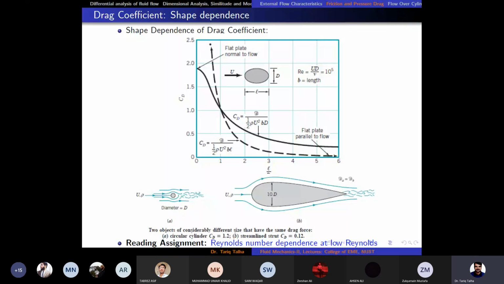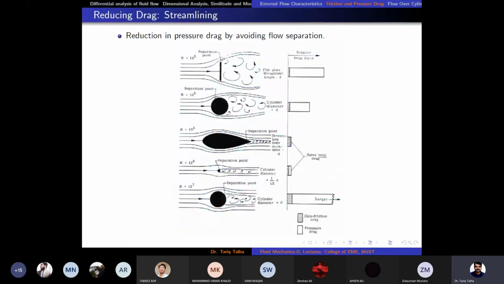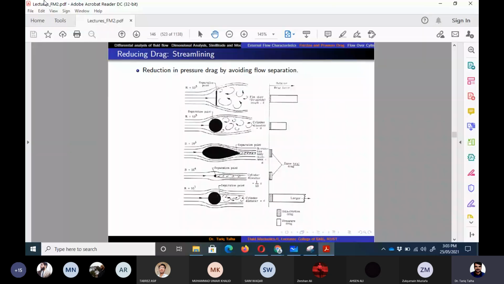So I am just repeating it, because it is a very important point in terms of design of bodies when they are supposed to be in an external flow situation. So the last slide which I showed in the last week's lecture, that was this. Let us discuss this maybe on the whiteboard as well, so it would be better. So let me copy it here.